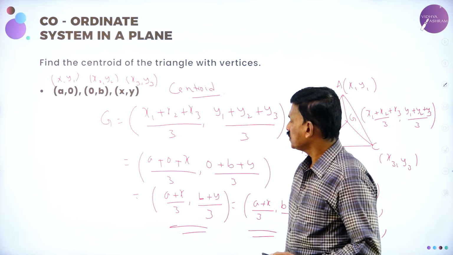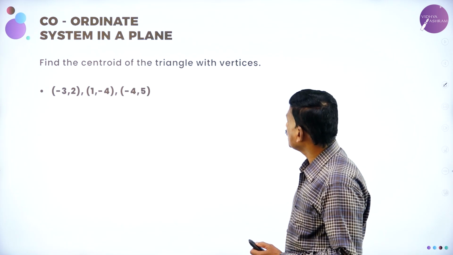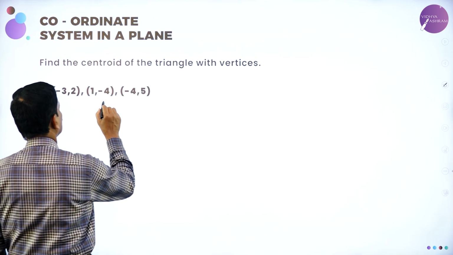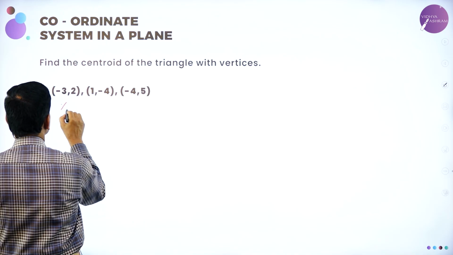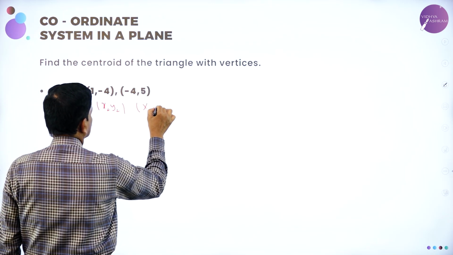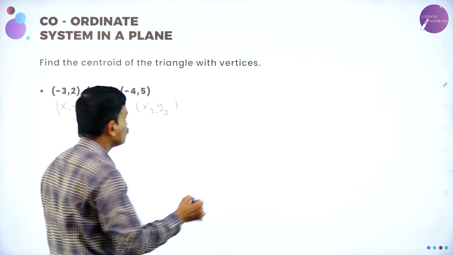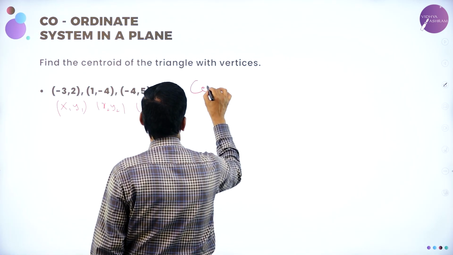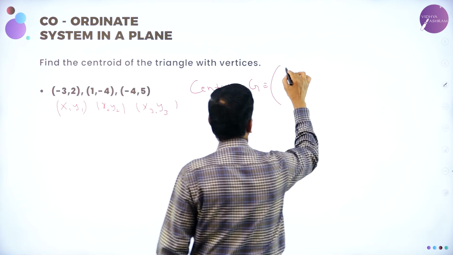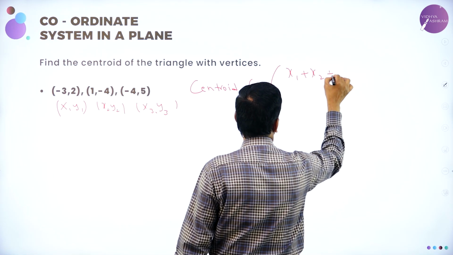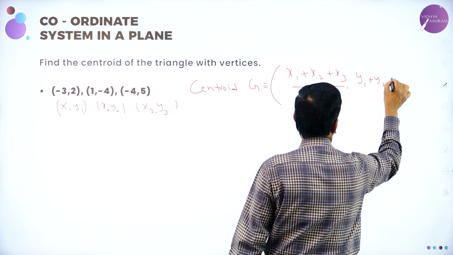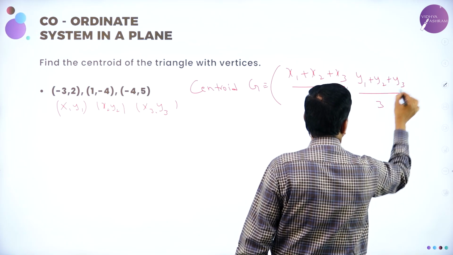Okay. Now, move on to the next problem. Find the centroid of the triangle with the vertices. So, these are the vertices minus 3 comma 2, 1 comma minus 4, minus 4 comma 5. Let us represent this as x1 y1. This is x2 y2, x3 y3. The centroid G is equal to, what is the formula? x1 plus x2 plus x3 by 3, comma, y1 plus y2 plus y3 by 3.